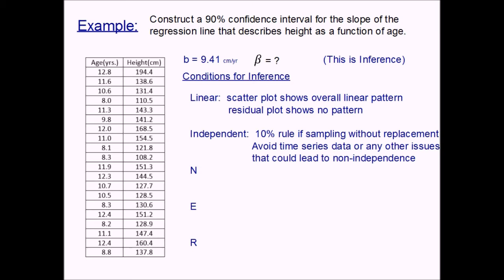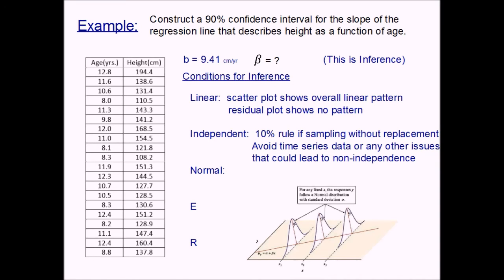I is independent, right? This should be our 10% rule if we're sampling without replacement. And of course, we also need to look at any other issues that might intervene in establishing independence, such as time series data, things where this time depends on what happened previously, which would be not independent. N is normal. Now, what do we mean by normal in two variables?